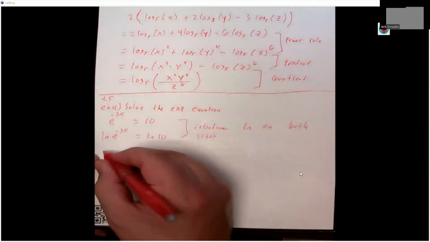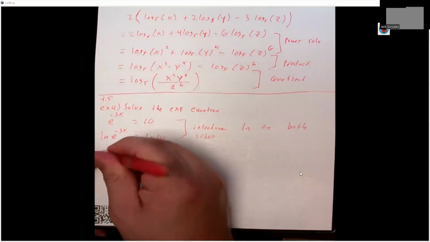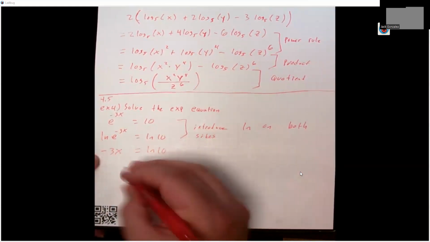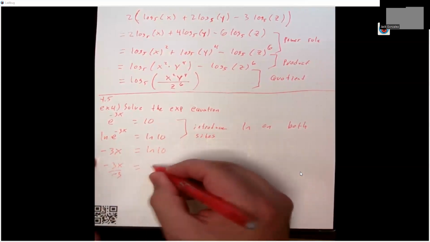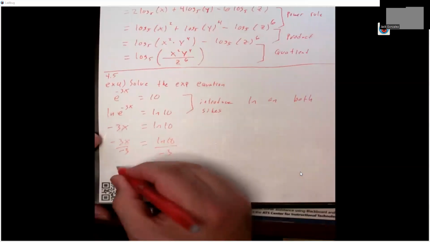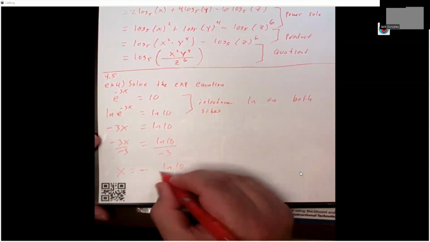These will cancel because they are inverses. You get negative 3x equal to ln 10. Then divide by negative 3, and you're done. x is negative ln 10 over 3.